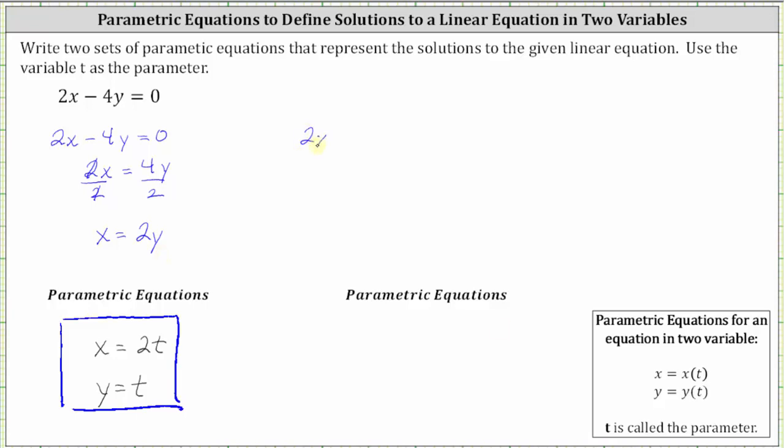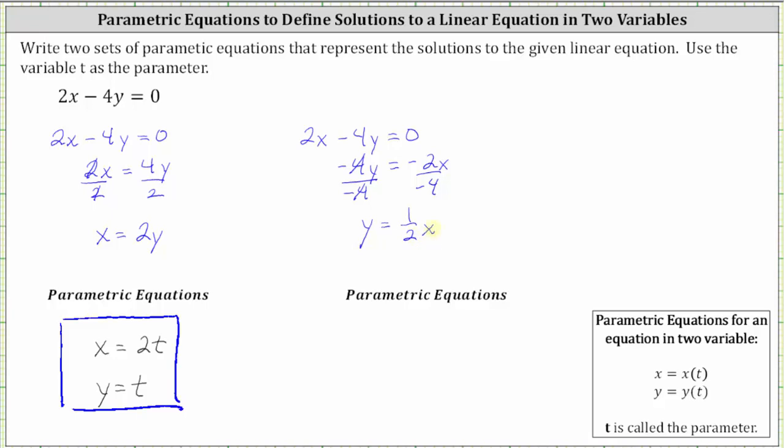Beginning with 2x minus 4y equals 0, to solve for y, we would subtract 2x on both sides, which gives us negative 4y equals negative 2x, and then divide both sides by negative 4. Simplifying, we have y equals, on the right, negative 2 divided by negative 4 simplifies to positive 1/2, giving us y equals 1/2 x.